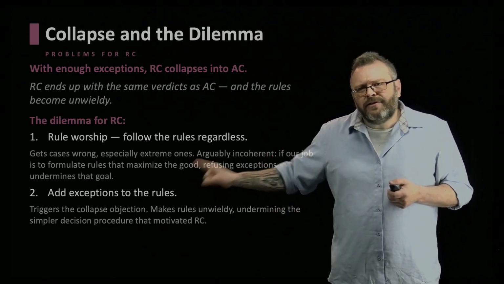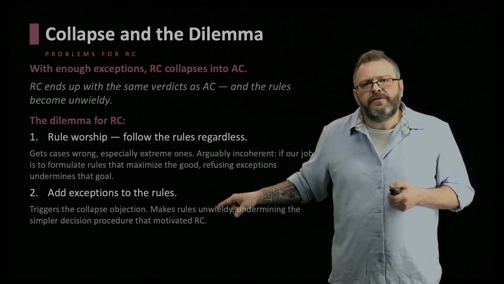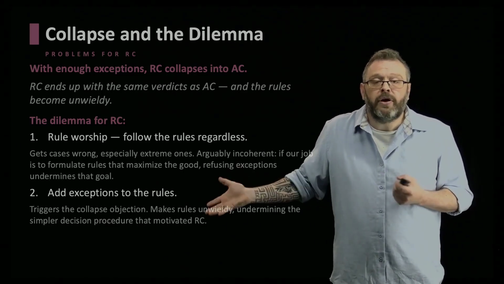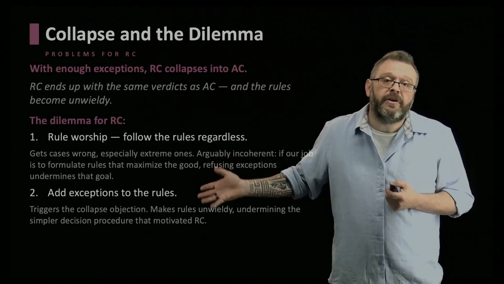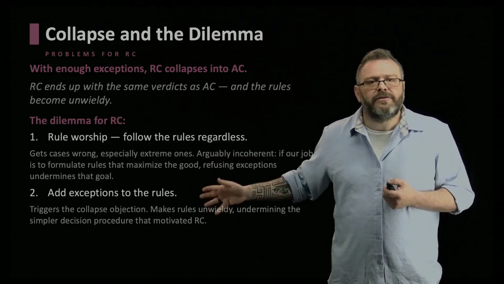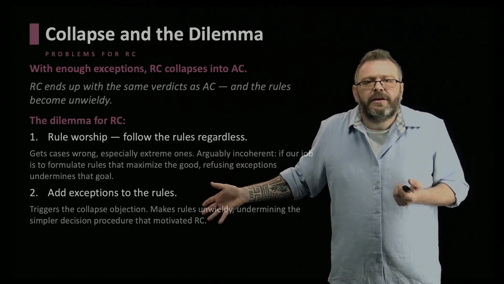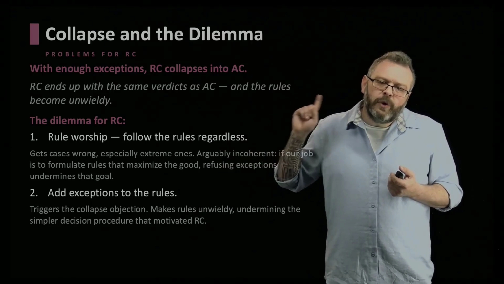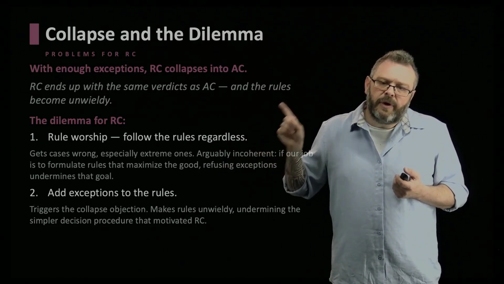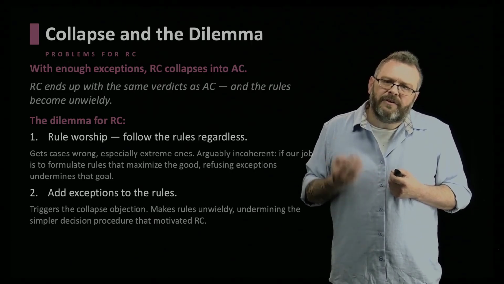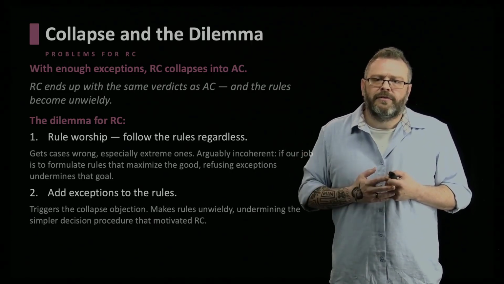We either add exceptions to the rules or we don't. If we add exceptions to the rules, this is going to trigger our collapse objection. Rule consequentialism is just going to collapse into act. It's going to get the exact same results in every single case. It's not going to be a different theory, except that it's just going to be kind of dumb, right? If we refuse to add exceptions, this makes the view incoherent.